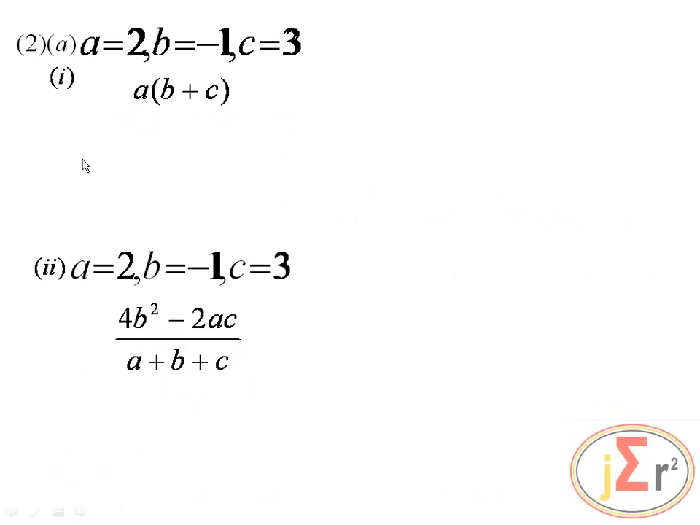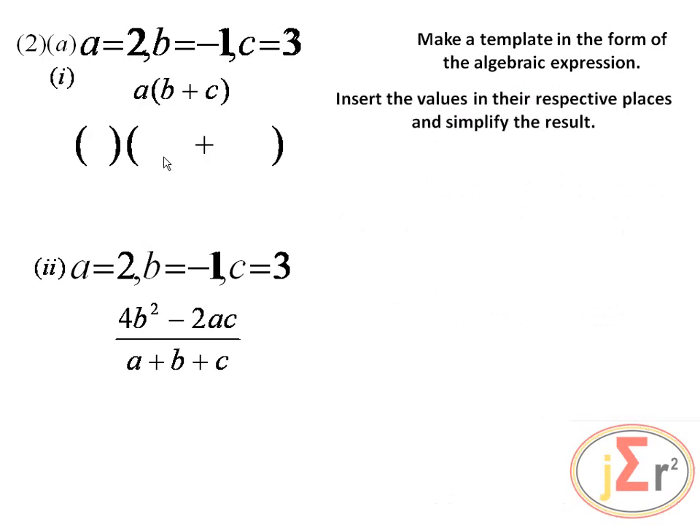Right here we have A is equal to 2, B is equal to -1, and C is equal to 3. We are required to find the value of A times the sum of B plus C, or A times all of B plus C. What we will do first is make a template in the form of the algebraic expression, and then we will insert the values in their respective places and simplify the result.